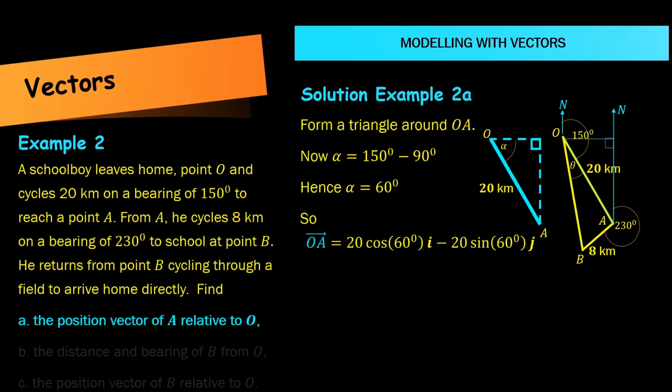And hence, OA in position vector form is equal to 20 cos 60 i, which is the length highlighted, minus 20 sine 60 j, which is this length highlighted here. And therefore, we have that OA is equal to 10i minus 17.3j.